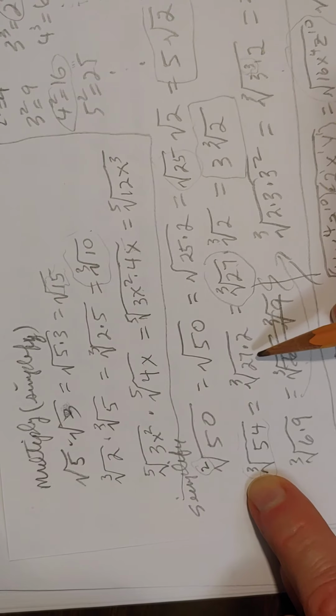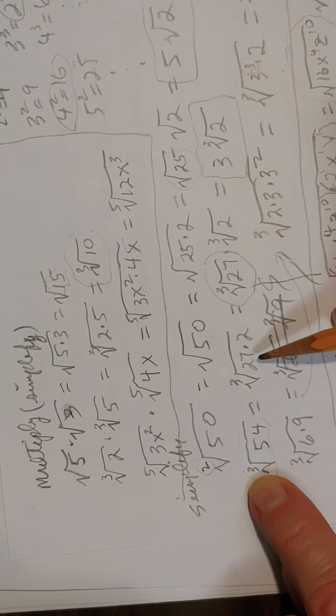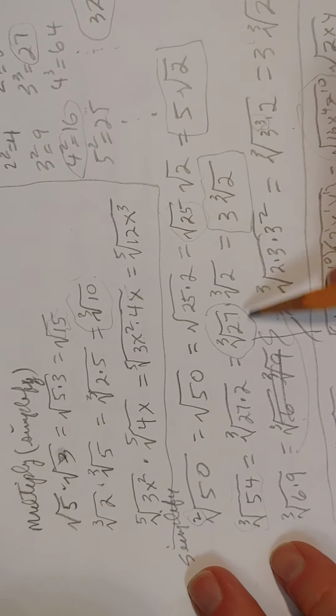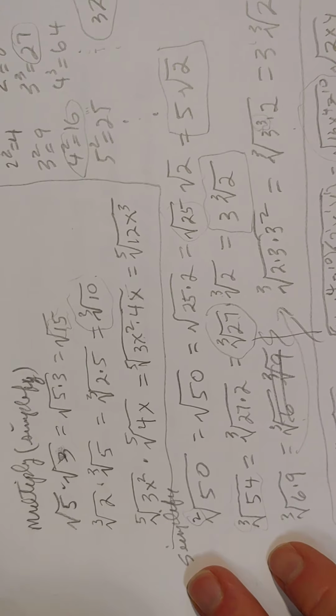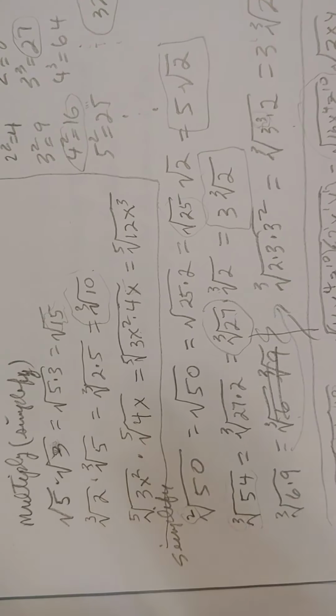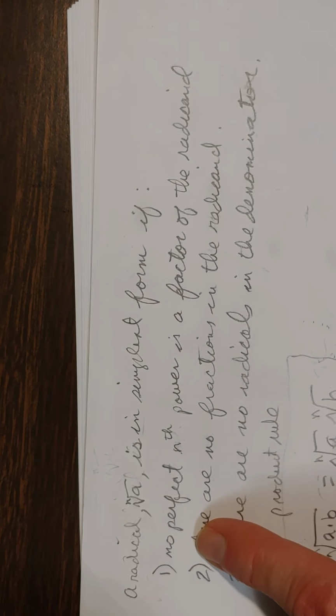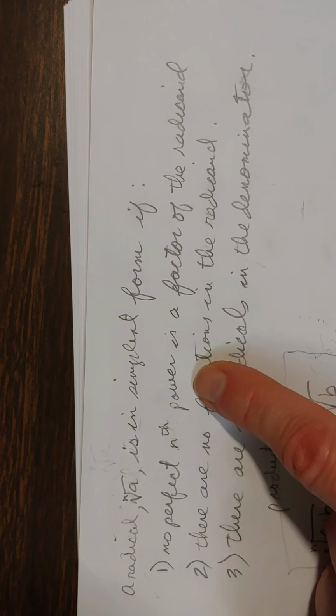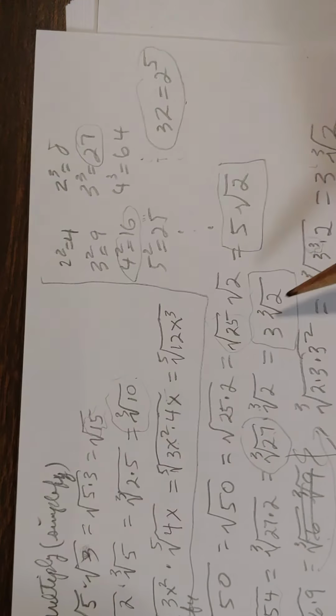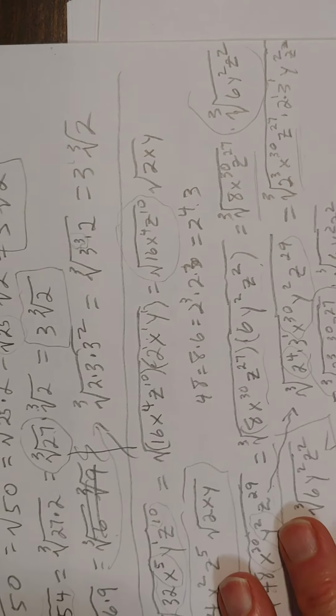So we wrote it as 27 times 2. 27 is a perfect cube, and then we factored it like this using the product rule. The cube root of 27 was 3, and we simplified it. And that makes it satisfy number 1 here. There's no perfect nth power that is a factor of the radicand when we finished all these problems.